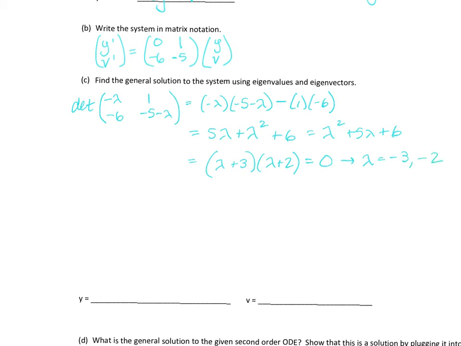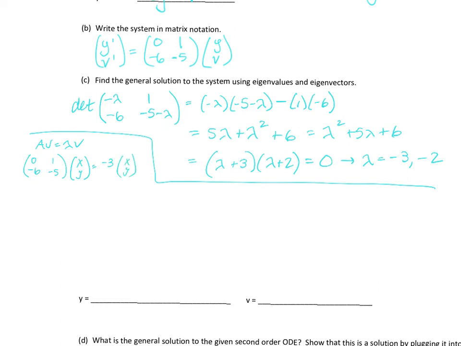Okay, now I need eigenvectors to go with each of these, so I have to solve Av equals lambda v for each eigenvalue. So A is (0, 1; negative 6, negative 5), times an unknown vector (x, y) has to equal negative 3, my first eigenvalue, times (x, y). So this says 0x plus 1y equals negative 3x, and negative 6x minus 5y equals negative 3y.